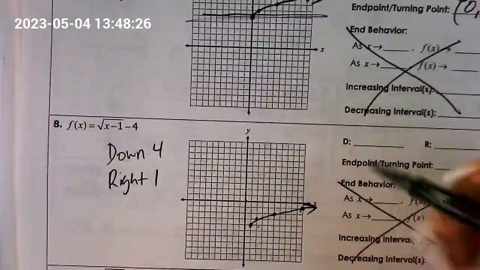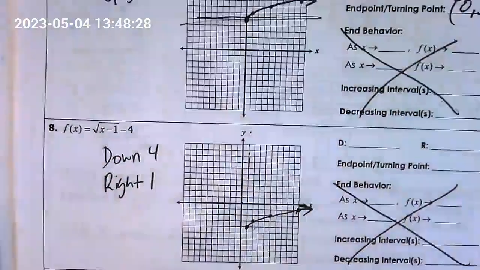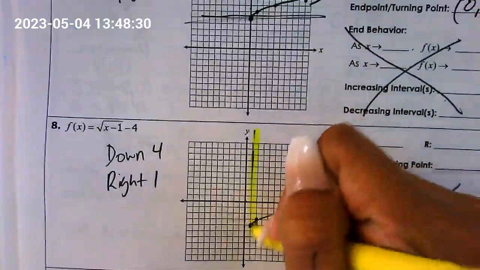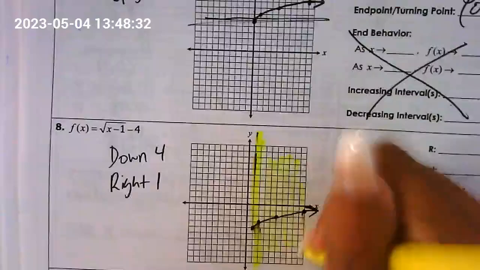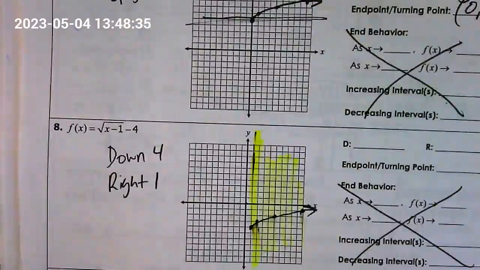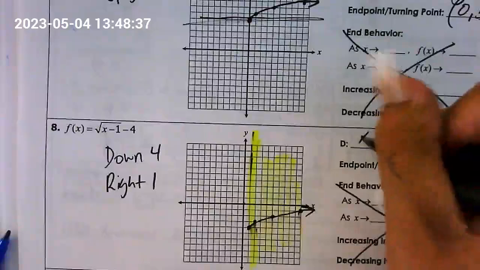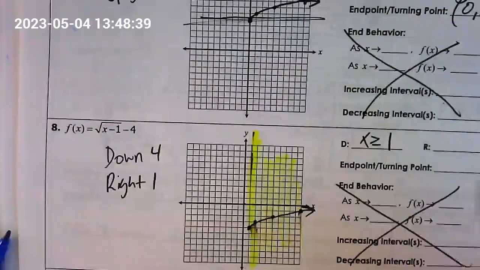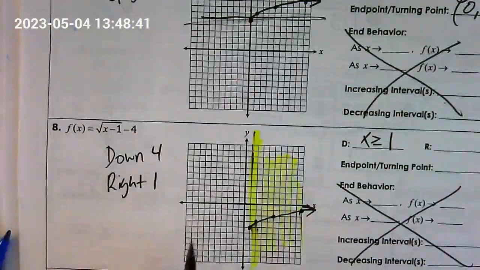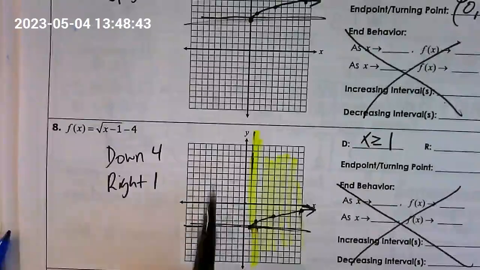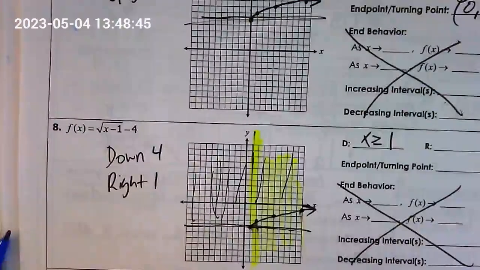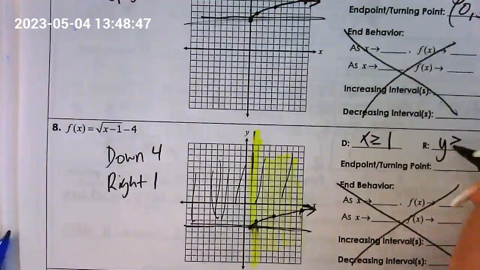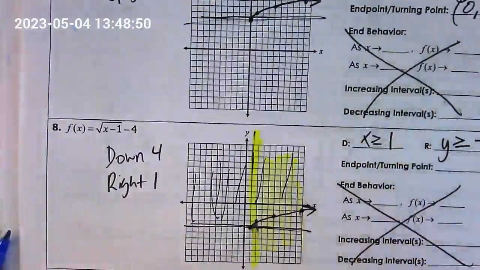Alright, so now you see how the line is everything over here is the domain, so everything more than 1. And then my range is everything above this line going this way, more than -4.